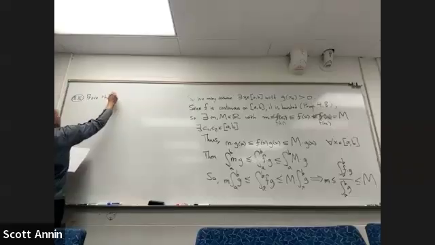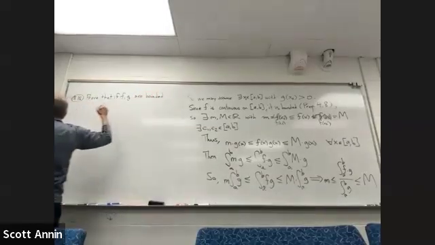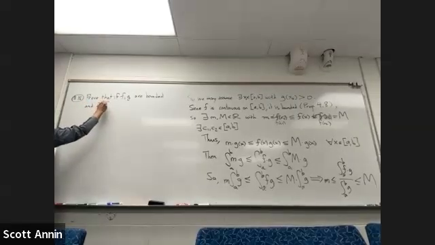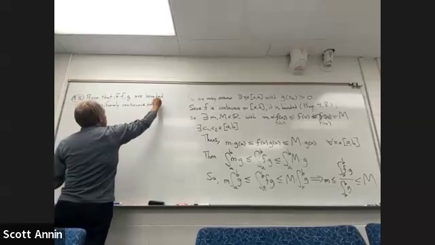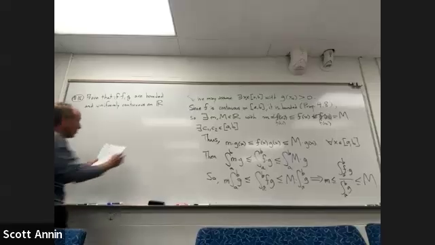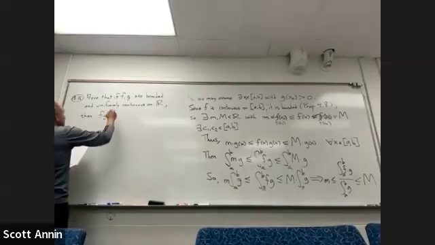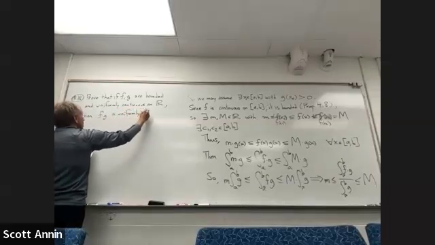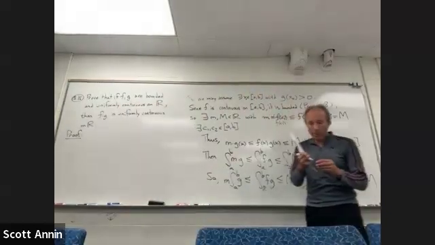Prove that if f and g are bounded and uniformly continuous on R, so they're uniformly continuous on the entire real numbers, then f times g, the product of the two functions, is uniformly continuous on R. So the product of two uniformly continuous functions is still uniformly continuous. This one I think falls more under the scope of a standard type of approach.